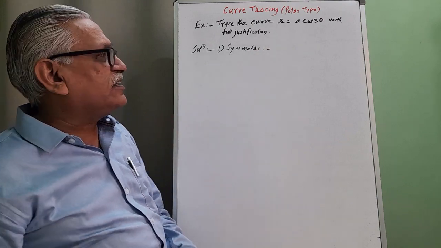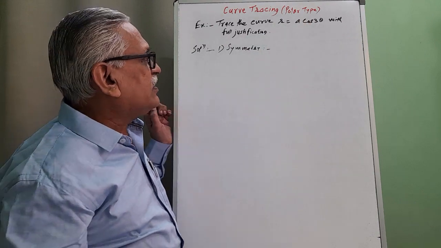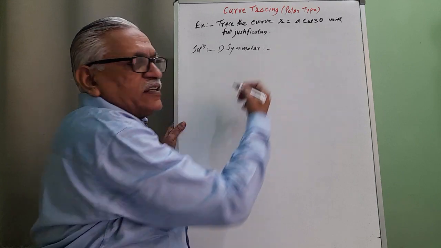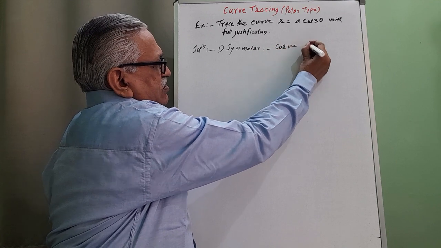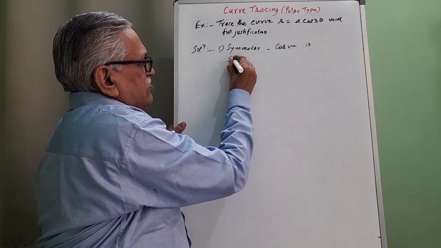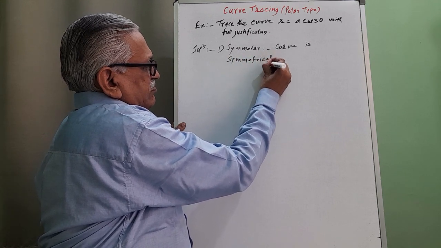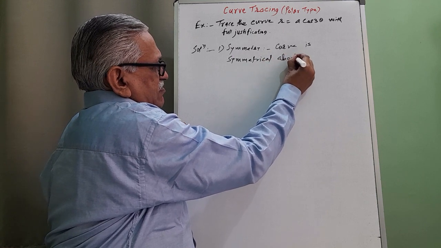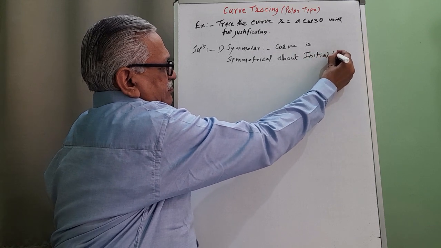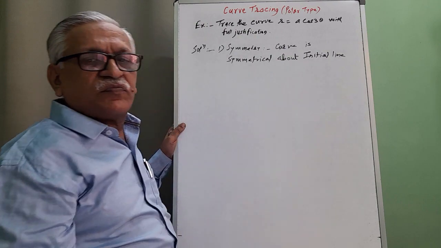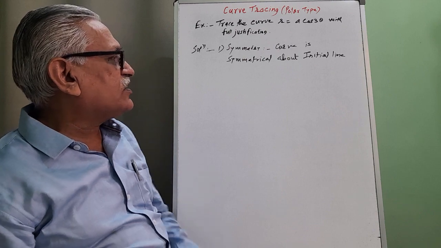Replace θ by −θ in the equation, and if there is no change, then the curve is symmetrical about the initial line. Cos of −θ is cos θ, meaning no change, therefore the curve is symmetrical about the initial line, that is, the line θ = 0. No other symmetry exists here; it is symmetrical only about the initial line.